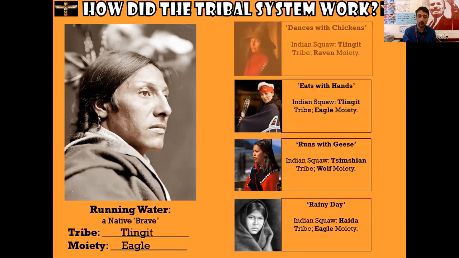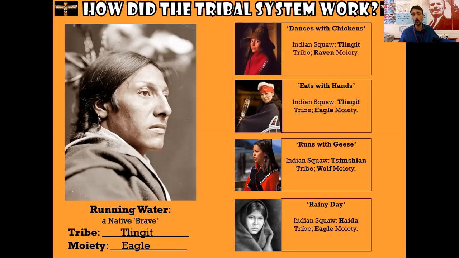Who did you think it was? It is, in fact, Dances with Chickens, the only actual option. I have artificially restricted the choice to make a point. Why? Well, she's part of the same tribe. You've got to marry within the tribe. But why not Eats with Hands?